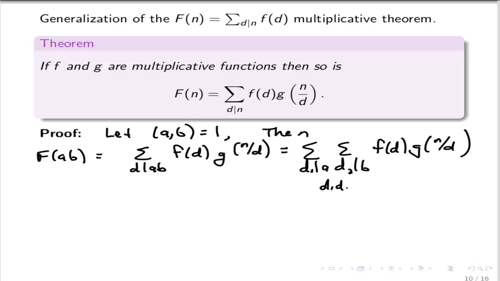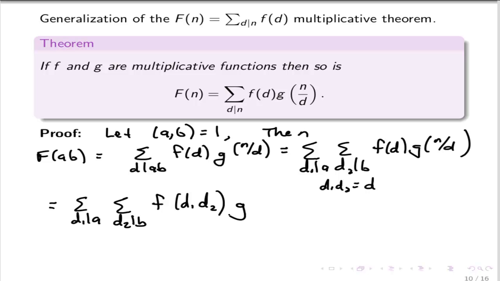where d1 times d2 is how we're breaking up the divisor d. So the sum over the divisors of a times the sum over the divisors of b, f of d1 d2, and then n is ab in this case, so n is the product a times b. So I'm going to go a times b over d1 times d2, and think of it like that. d1 is a divisor of a, and d2 is a divisor of b. And now little f and little g are both multiplicative, so I can break that up.